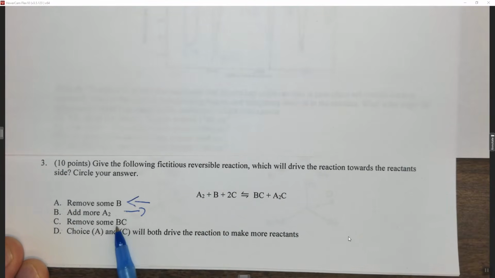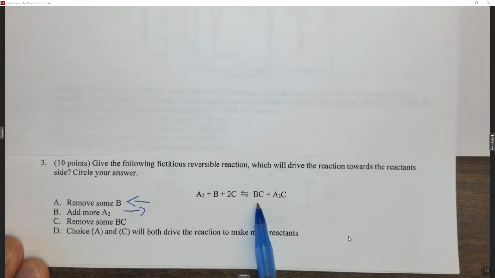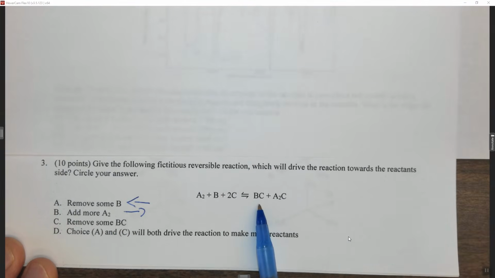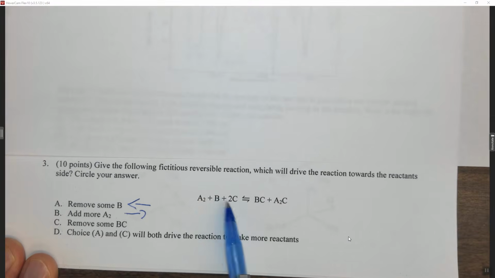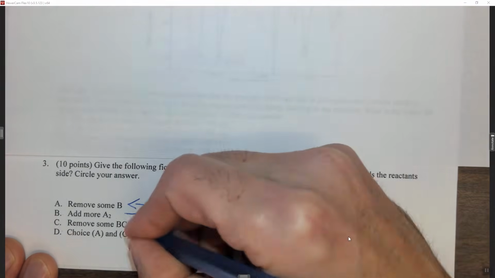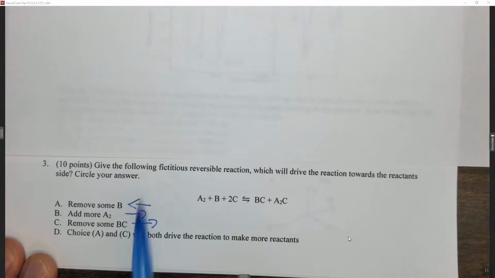Finally, remove some BC. Remove some BC, we lower this concentration. If we remove some BC, the reaction says, hey, there's not enough BC in the reaction. What does the reaction do to form more BC? Well, it reacts the A2, the B, and the 2C. Said another way, it shifts towards the products to form more BC because it doesn't have enough, because some has been removed. So these are the directions you'll shift.